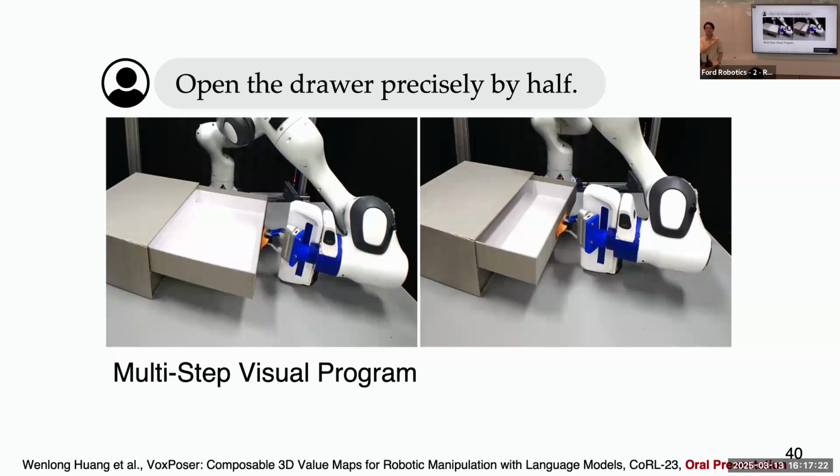And the third example is actually quite interesting. The task was open the drawer precisely by half. Now think about how you actually would do the task. The robot came up with a strategy that first opens the drawer fully and pushes it back half the distance in order to do the task, open the drawer precisely by half.